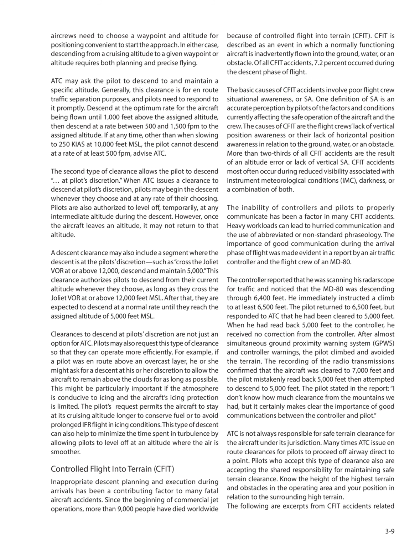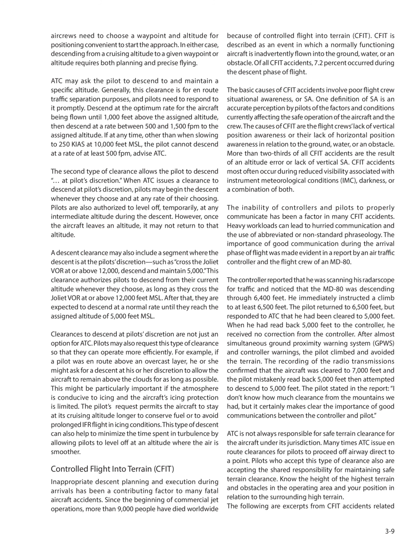ATC may ask the pilot to descend to and maintain a specific altitude. Generally, this clearance is for en route traffic separation purposes, and pilots need to respond to it promptly. Descend at the optimum rate for the aircraft being flown until 1,000 feet above the assigned altitude, then descend at a rate between 500 and 1,500 fpm to the assigned altitude. If at any time, other than when slowing to 250 knots at 10,000 feet MSL, the pilot cannot descend at a rate of at least 500 fpm, advise ATC.